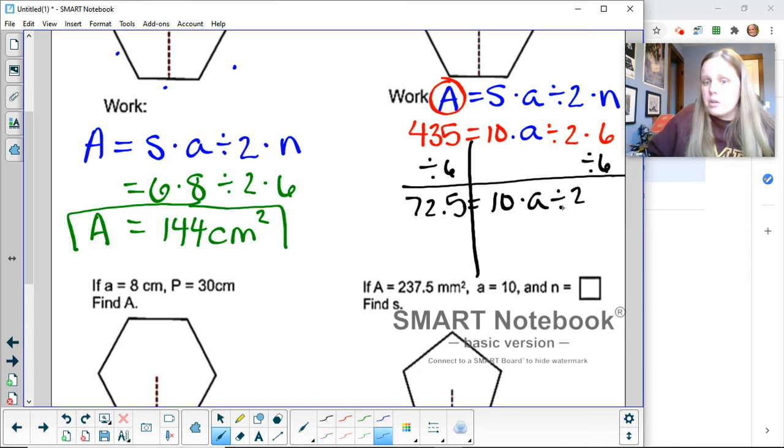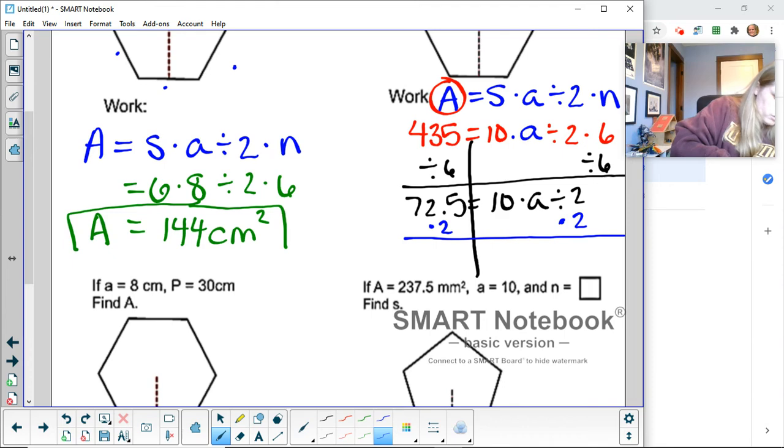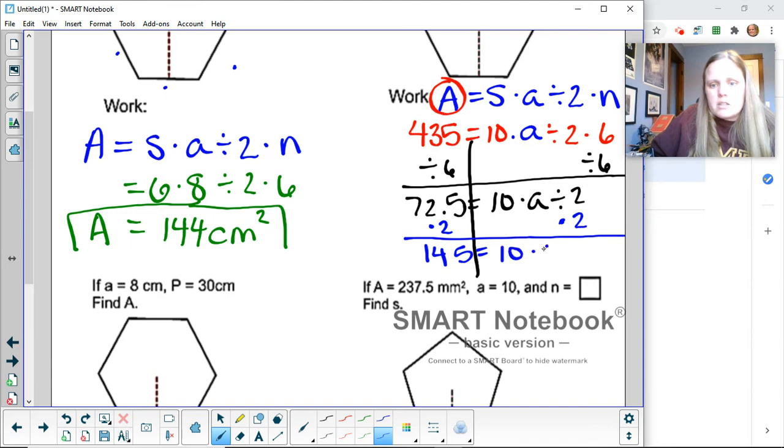Okay, next step, get rid of the divide by 2. That would be times 2. All right, 72.5 times 2 comes out to 145. And we still have the 10, and we still have the A. Just remember, when you do the opposite, those things cancel out.